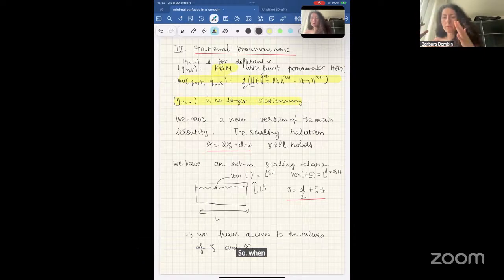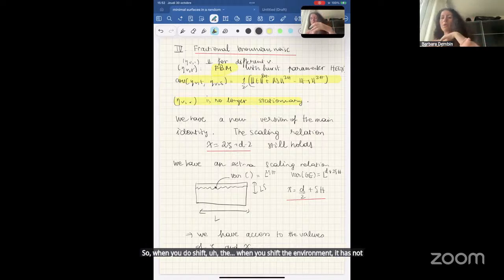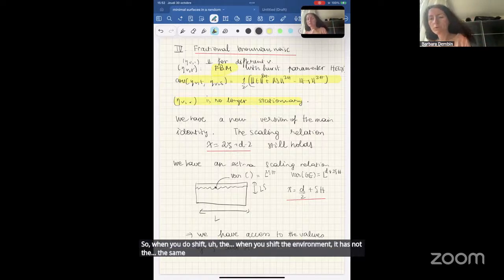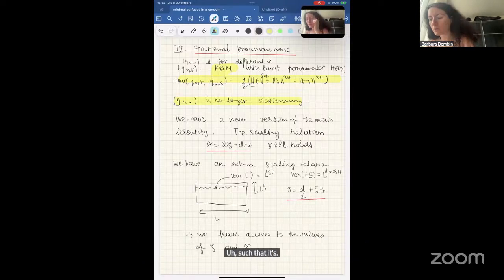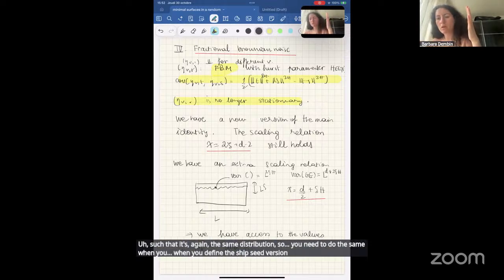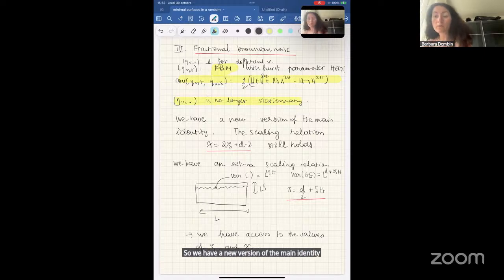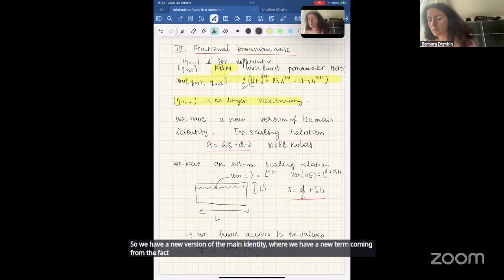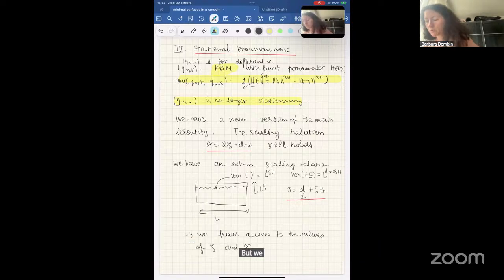So when you shift the environment, it does not have the same distribution, and you have to make a correction, just like for Brownian motion. If you shift the Brownian motion, you have to make a correction such that it has again the same distribution. Here you need to do the same when you define the shifted version. So we have a new version of the main identity with a new term coming from the fact that it's not stationary, but we are still able to prove the scaling relation.